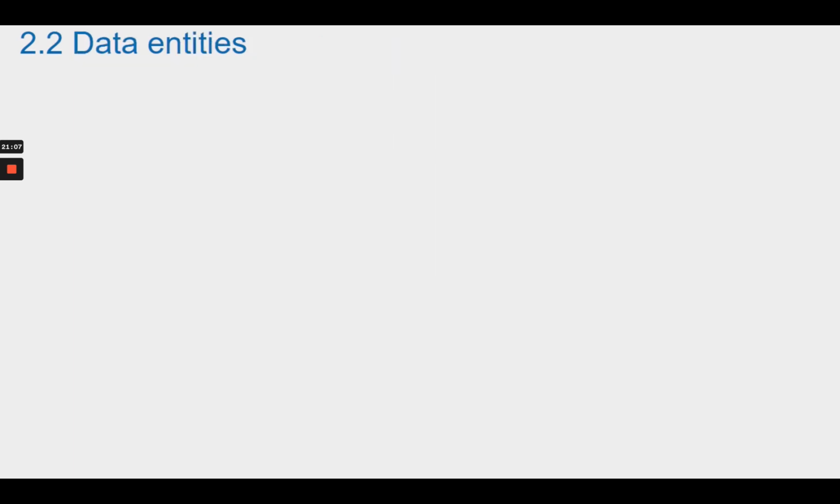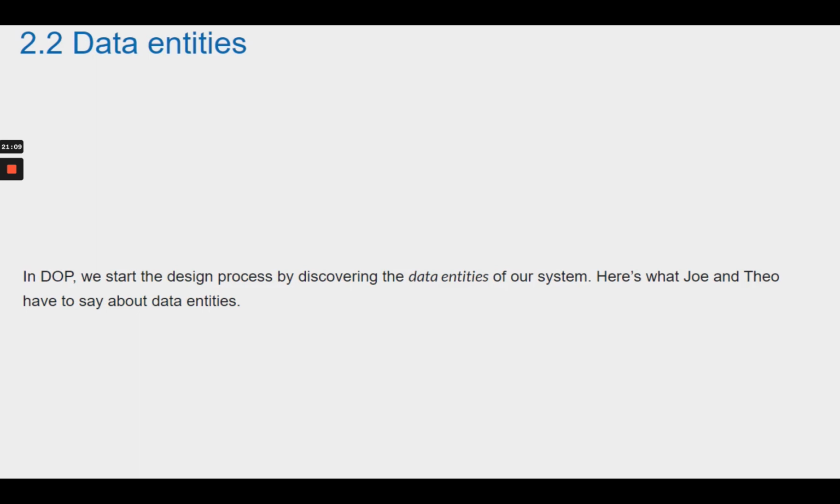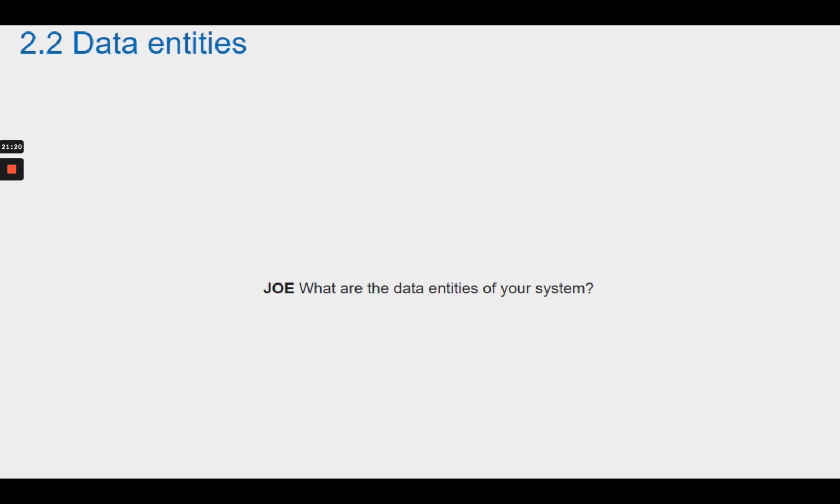Section 2.2, Data Entities. In DOP, we start the design process by discovering the data entities of our system. Here's what Joe and Theo have to say about data entities. Joe: What are the data entities of your system? Theo: What do you mean by data entities? Joe: I mean the parts of your system that hold the information. Note: data entities are the parts of your system that hold information.